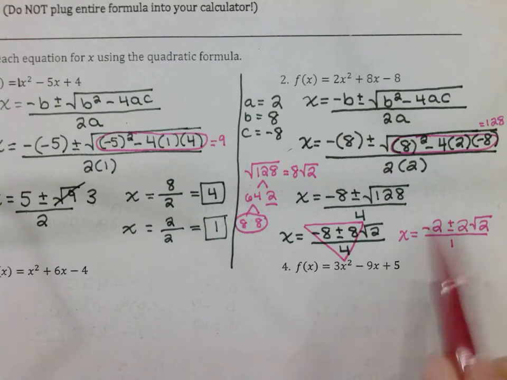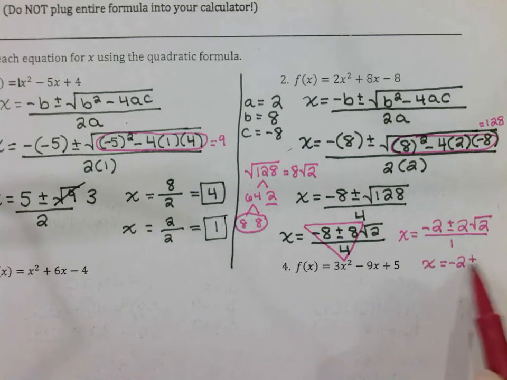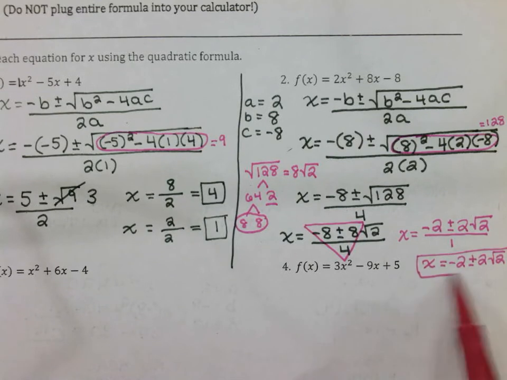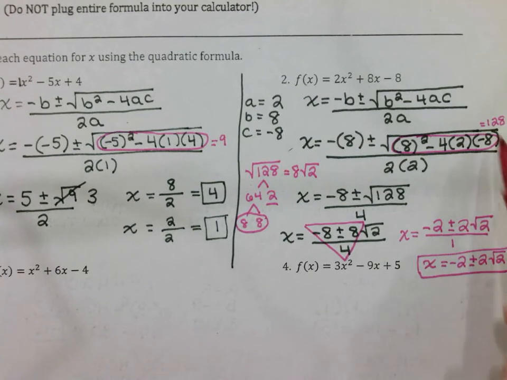Keep in mind, anything divided by 1 is just itself. So I don't really have to have this divided by 1. So an even better answer would just be the numerator, negative 2 plus or minus 2 square root of 2. And hopefully you can see how there's still 2 real solutions. Our discriminant was a positive number. So we knew we were going to have 2 real solutions. One real solution is negative 2 plus 2 square root of 2. The other real solution is negative 2 minus 2 square root of 2.